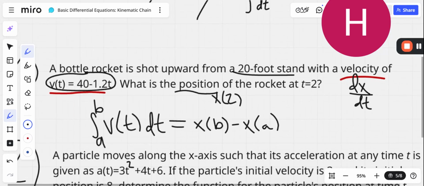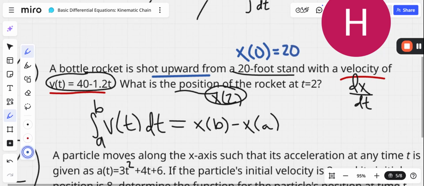And what are our limits here? Well, here's where we need to use the given information to pick a really good value for one of the limits. Of course, we want to know what x of 2 is, so I think it's pretty obvious that we want one of these to be 2. Which one do we want to be 2? Well, kind of depends on what our given information is. It was shot upward with this velocity, right? But we also have this initial position because it was shot upward from this point. So we know that x of 0 equals 20. That's the height of the object when no time has passed by. So we should probably use limits of integration that involve 0 and 2, because those are the 2 points of time that we have some reference about.